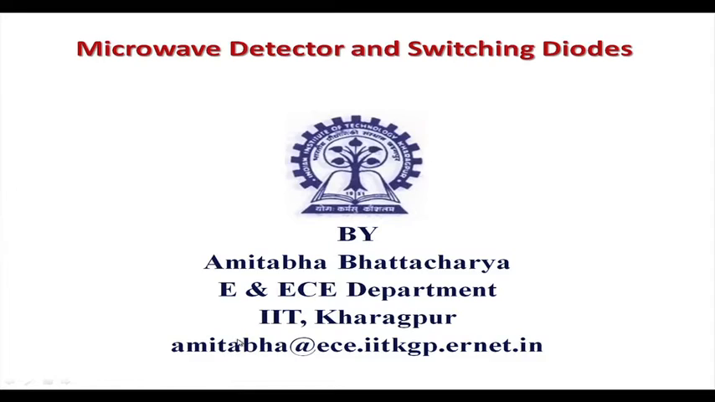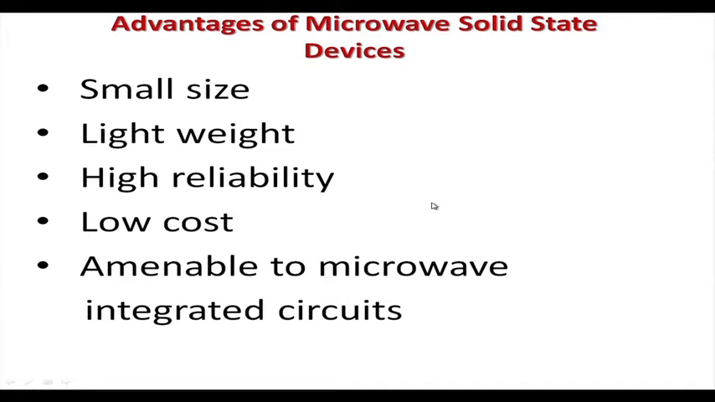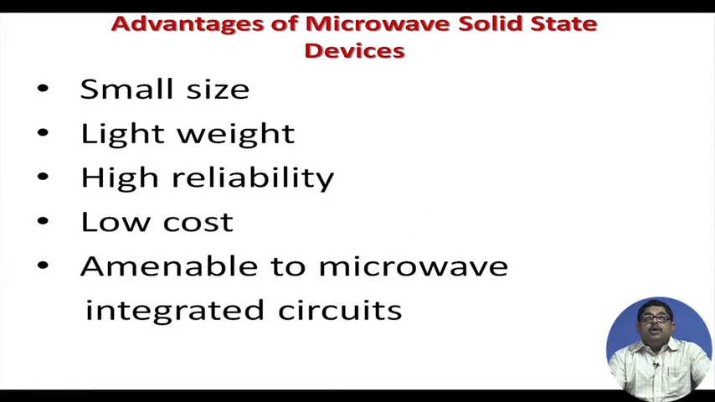And in this final module, we will see some active microwave devices which are used for various operations in a microwave circuit. In this particular lecture, we will see the active devices used for detection and switching. Now, the advantages of microwave solid state devices are that they are small in size, lightweight, have high reliability, low cost, and are amenable to microwave integrated circuits. That is why solid state devices are heavily used in microwaves.